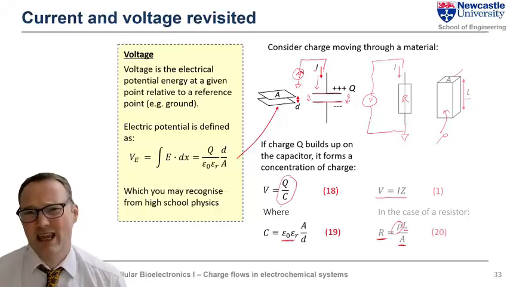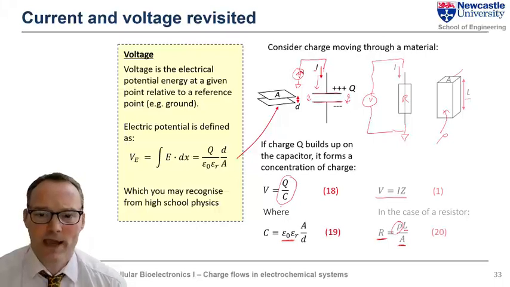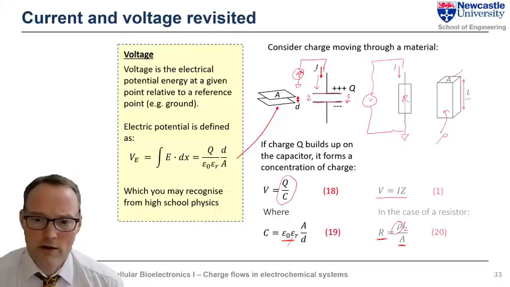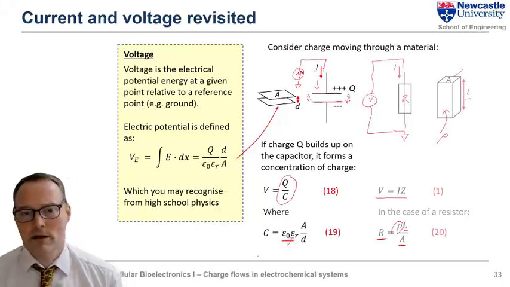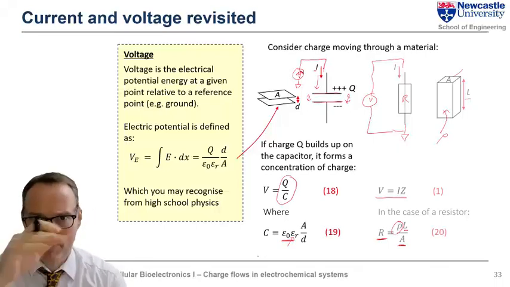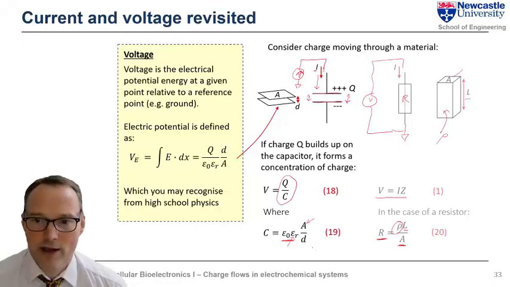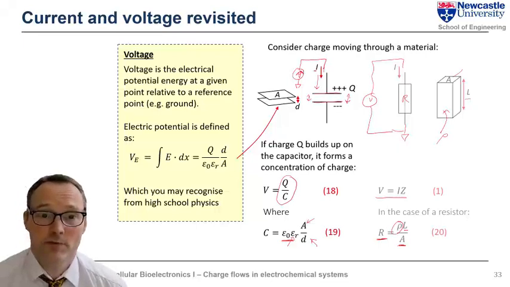So epsilon naught is the fundamental permittivity in free space. Epsilon r is the permittivity of the material in that gap between those plates, and then of course there's the area and the distance between those two plates.